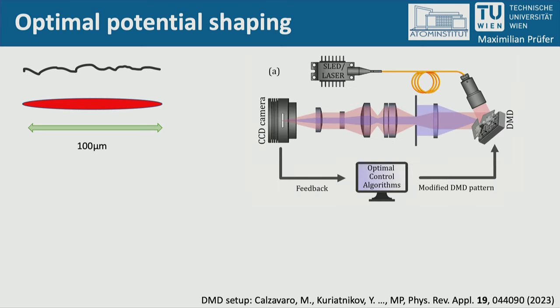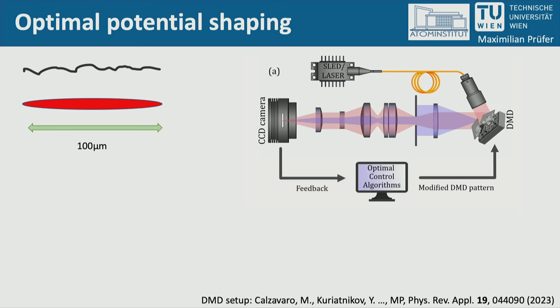So what we have is a digital micromirror device. This is basically a pixelated matrix of small mirrors that you can switch into an off or an on position. And with this, you can create basically arbitrary light patterns by shining a light source, for example, a laser, or in this case an SLED, onto that thing.